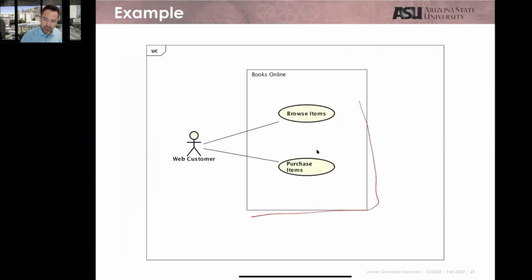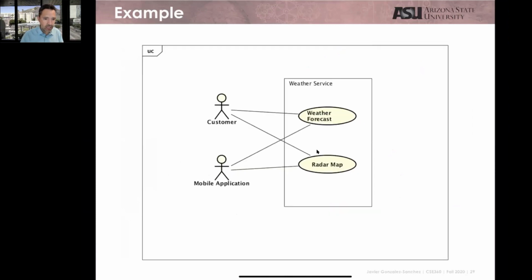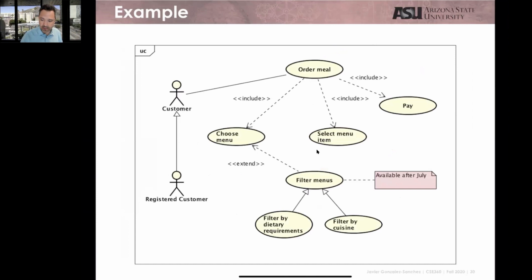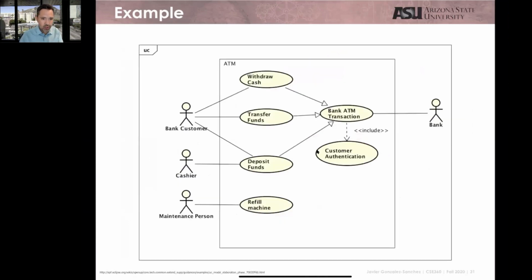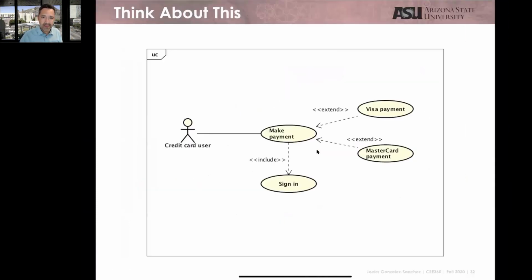The box, usually to represent the system, nothing new. Connections, multiple actors, connections, include and extends. You can review if these examples are following the rules that I described before. More. This one, highly recommended. Think about this. It is a tricky example. Take a look, check what I am doing there, please.